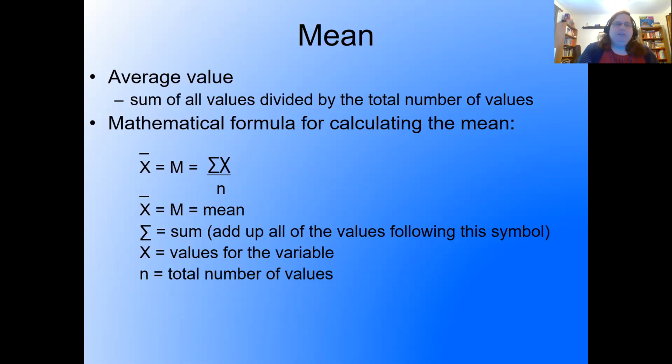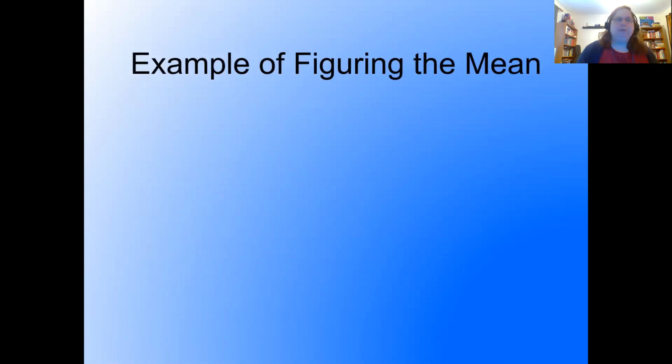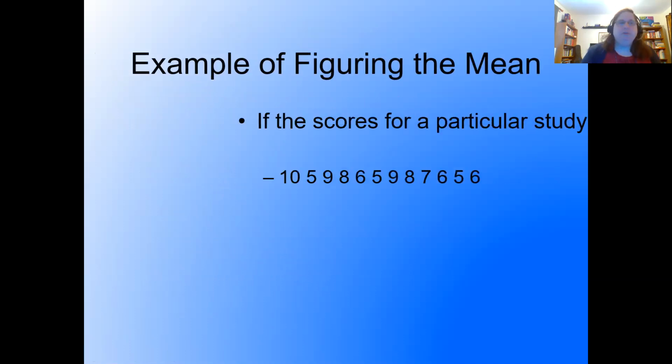So for example, let's say we had the numbers 2, 3, and 4. Well, the summation sign is telling us let's add up all our values. What are our values? 2, 3, and 4. So we would take 2 plus 3 plus 4, we'd get 9. We divide by the number of actual values, which is 3, and we would get 3. Let's go through an example of figuring the mean.